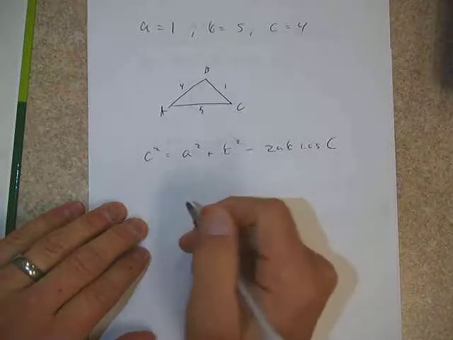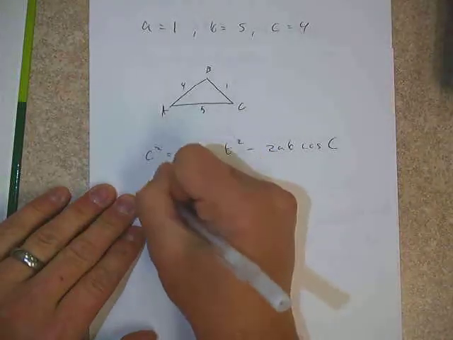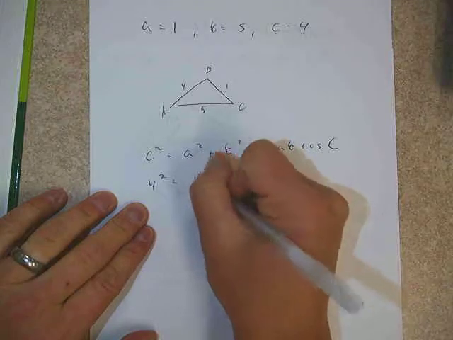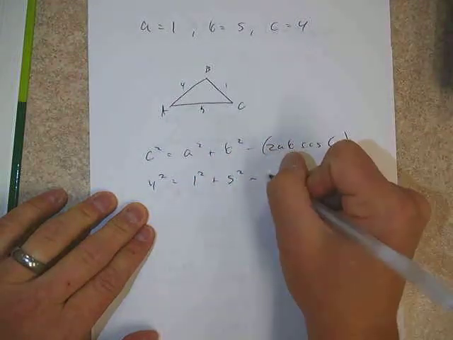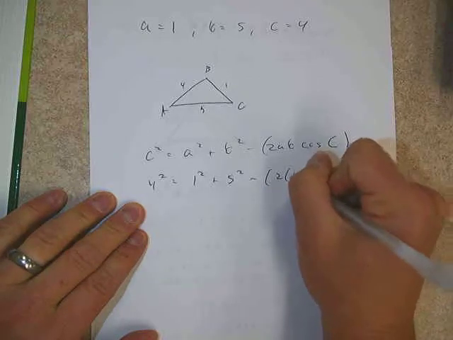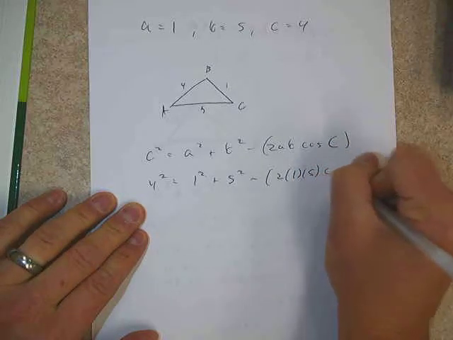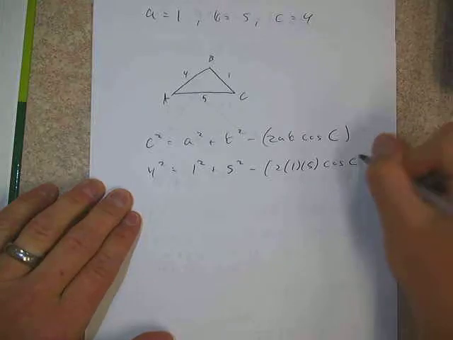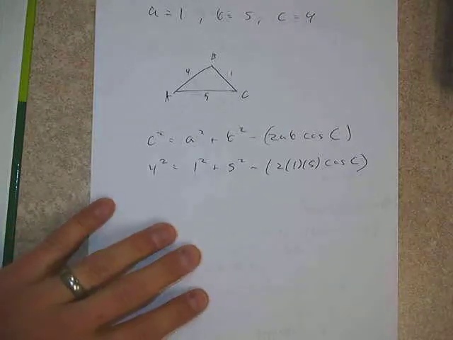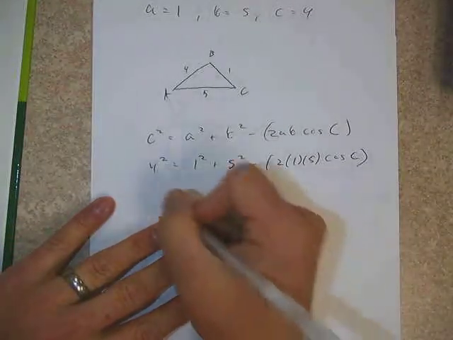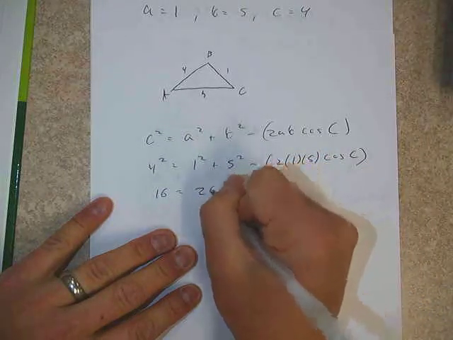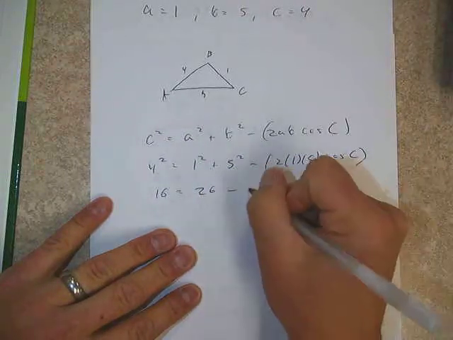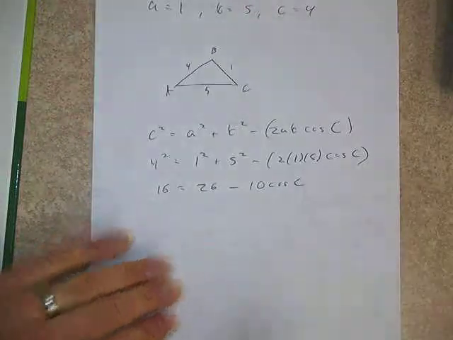It's side, side, side. So when we do our c squared, that's going to be 4 squared. A squared is 1 squared, b squared is 5 squared. And then again in parentheses, 2 times 1 times 5 times the cosine of C. And just like last time, we'll evaluate the squares and do the multiplying. So we got 16 here. We have 26 here minus, in this case, 10 cosine C.